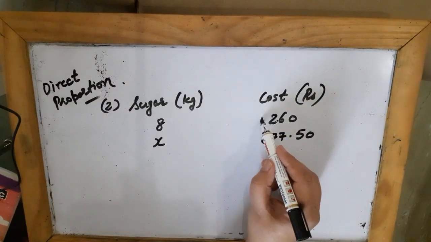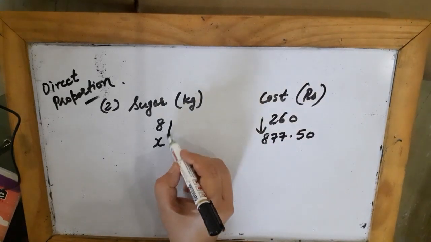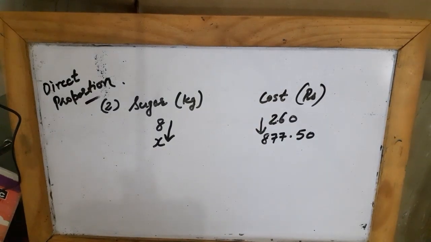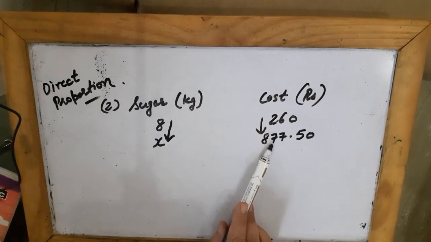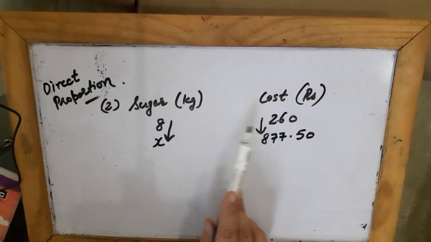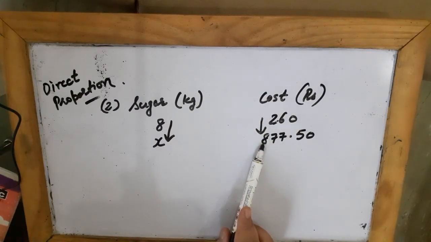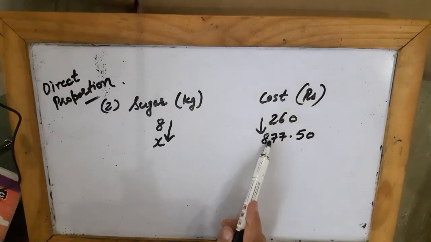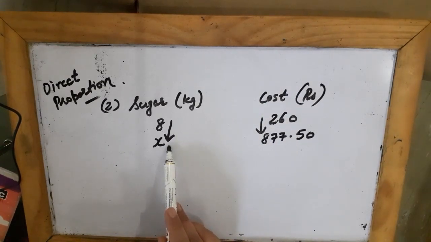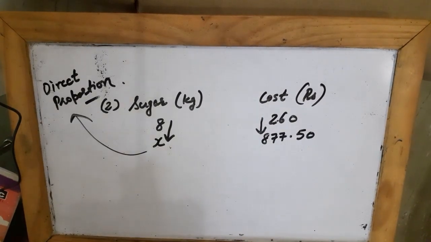So if you see, the cost has increased, so money has become more, so it means the quantity of sugar also will increase, right? Because now I have more money. First I had 260 rupees, so I could buy 8 kg of sugar, but now I have around 800 rupees, so I can get more sugar. So more cost will lead to more sugar. So what variation is this? This is direct proportion. Okay, because if I have more money, I can buy more sugar.